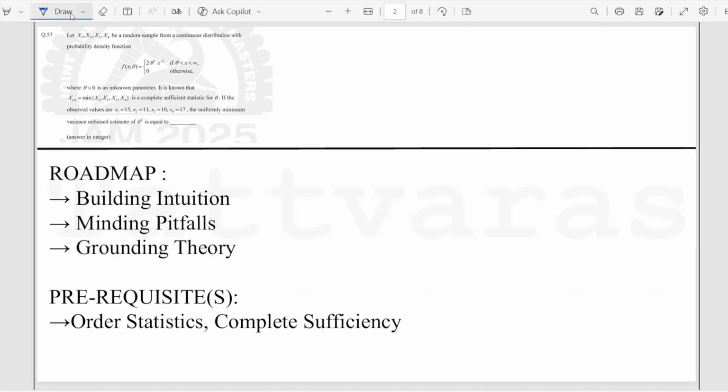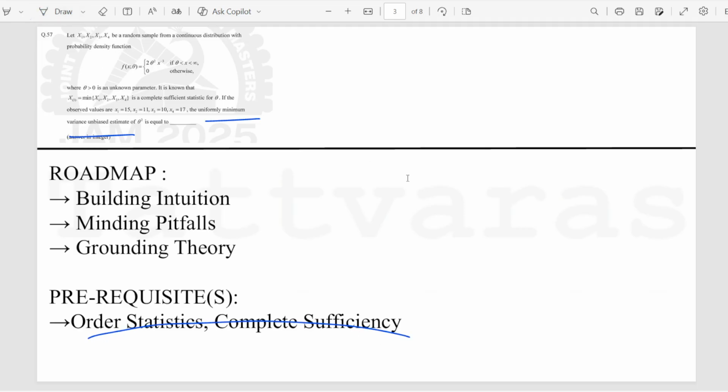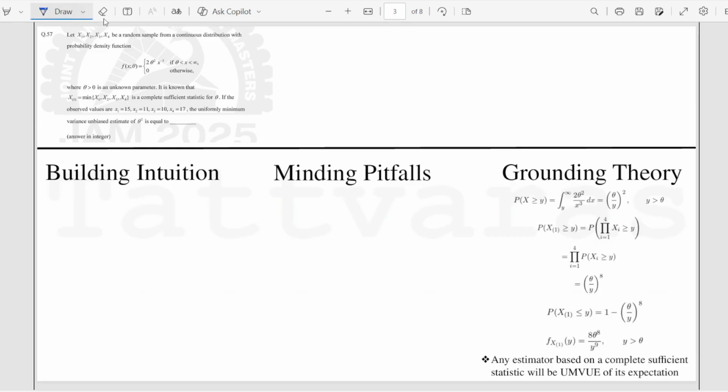Let's get started with this question about minimum variance unbiased estimation, which is going to use these prerequisites. Okay, let's get started. In some sense, they've already told you the answer. You just have to connect a piece of theory, and that is whatever estimator is based on the complete sufficient statistic will be the UMVUE of its expectation.